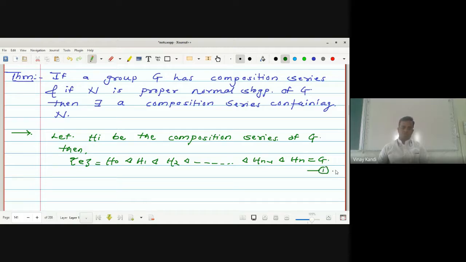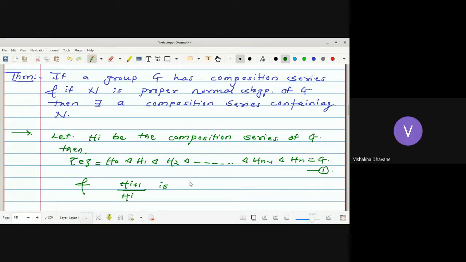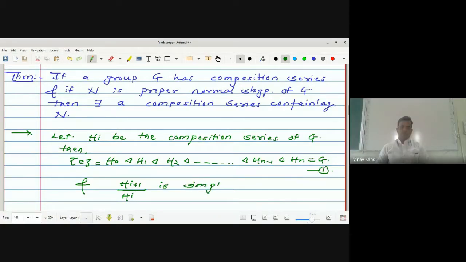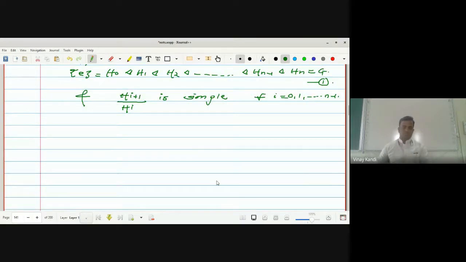And by the definition of composition series, Hi plus 1 upon Hi is simple, for all i running from 0, 1 up to n minus 1. We do not have n plus 1 here, that's why i runs from 0 to n minus 1.